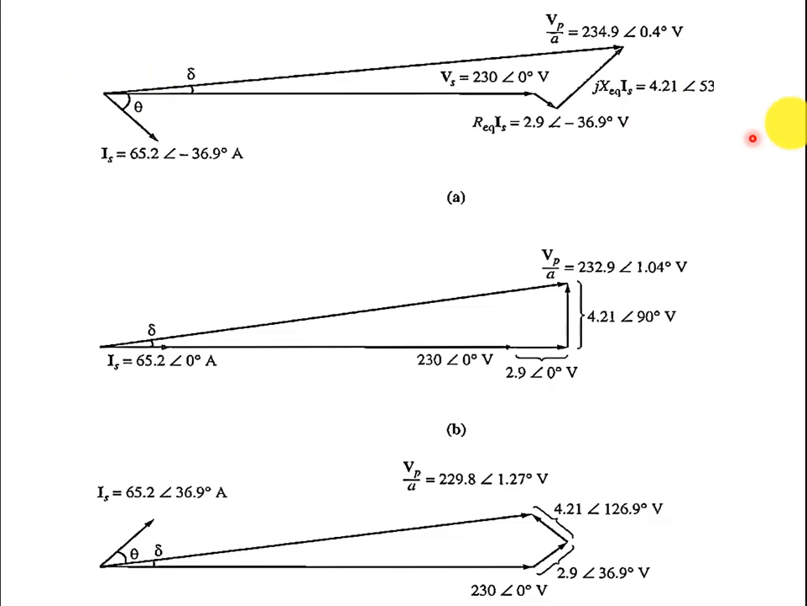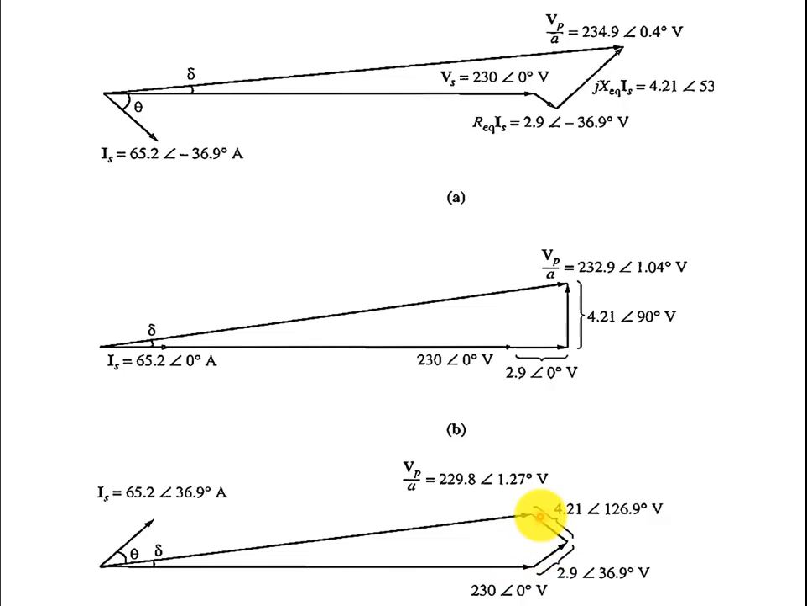Now here we can draw their phasor diagrams. Vs is taken as the phasor reference. Is is given with an angle of 36.9 degrees on the negative side. That will be added here by multiplying it with R equivalent. Then X equivalent Is at 90 degrees will be added to this vector, and the resultant will be Vp over a, which is 234.9 at angle 0. Similarly, we can plot this for the unity power factor and the leading power factor.